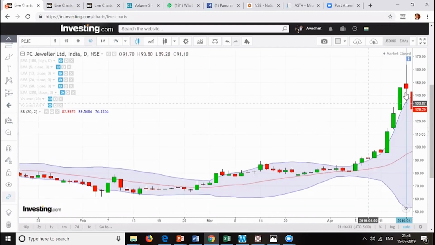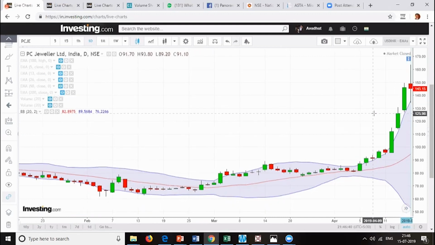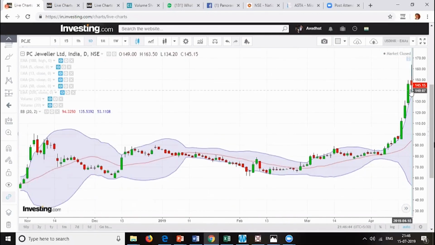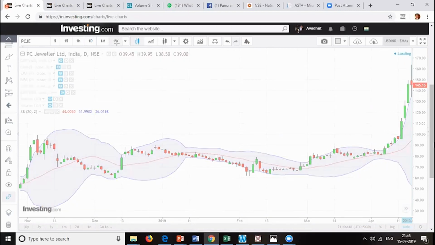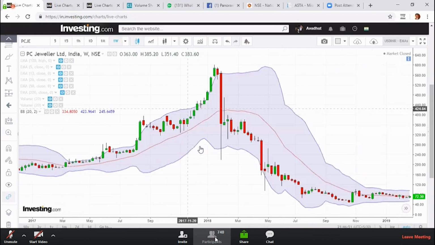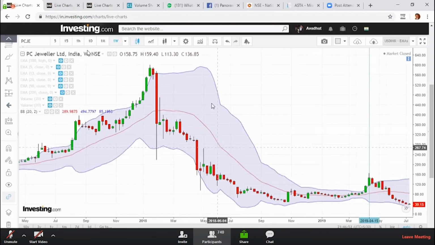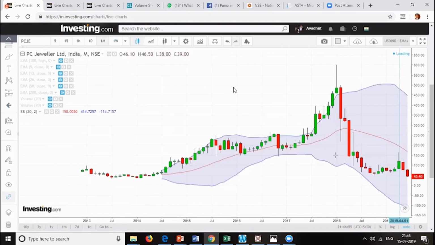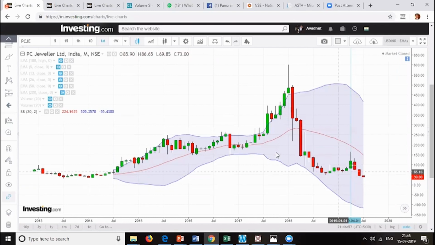Yeah. So here there was a good challenge to the bands, and the stock was just zooming upwards. But then on a weekly time frame, this entire thing was inside the bands. And on a monthly time frame also, it was inside the band. You can see this, the middle of the band. Okay, which means this is a stock which is an underperformer.